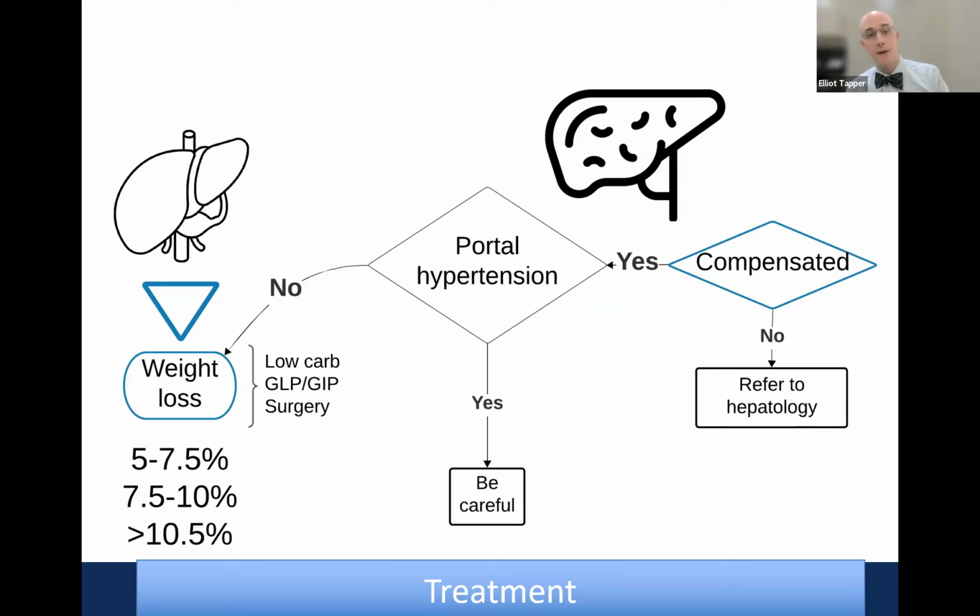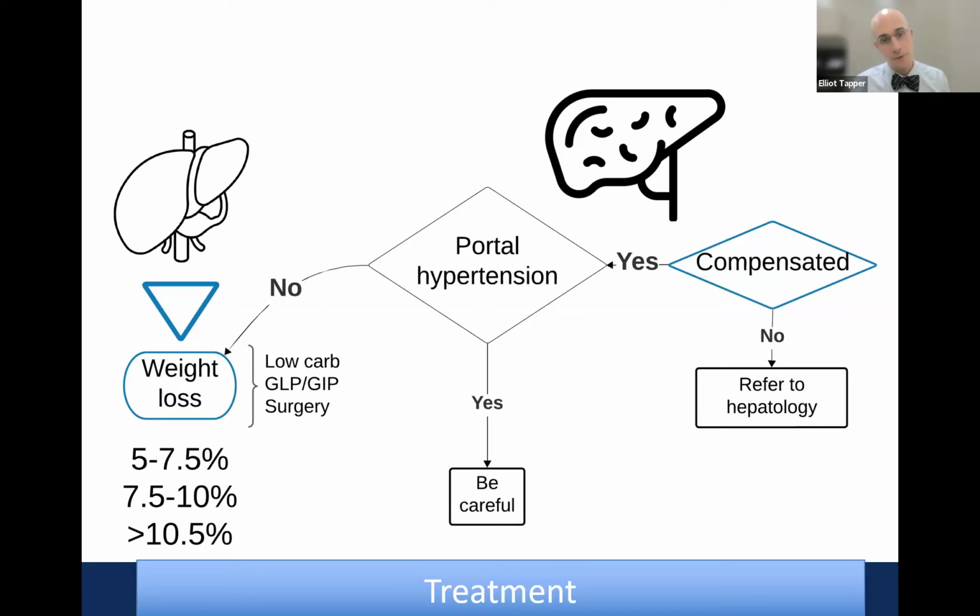At around 7.5% body weight loss, you'll start to see not only a resolution of the fat in the liver, but the inflammation in the liver. And greater than 10% body weight loss is when even people who have fibrosis, F2 fibrosis or F3 fibrosis, those people will see improvements in their fibrosis burden.